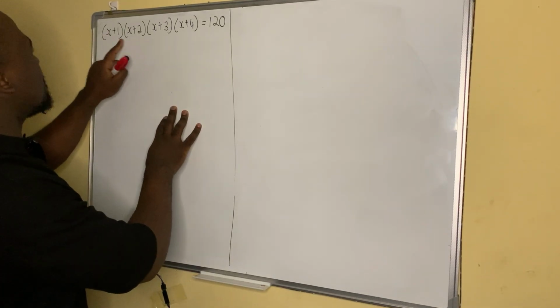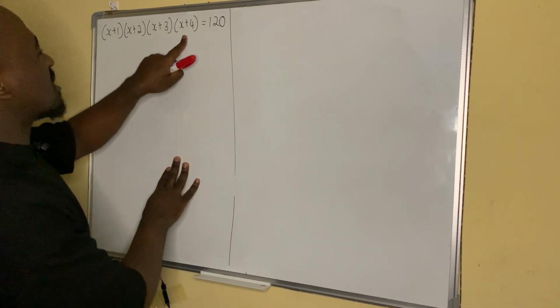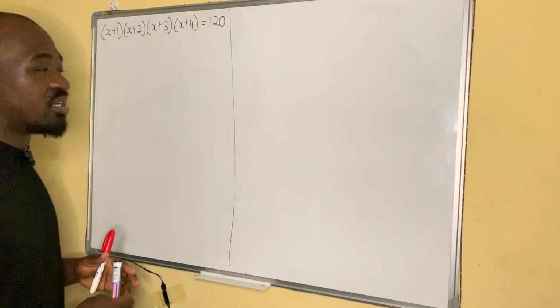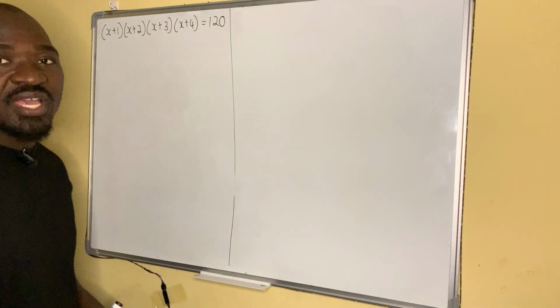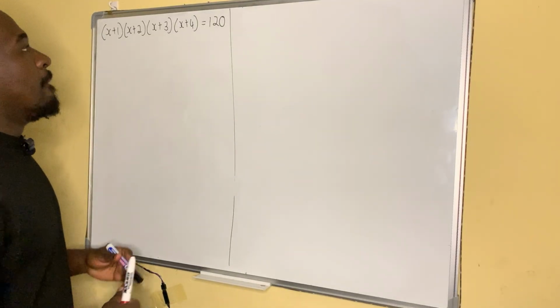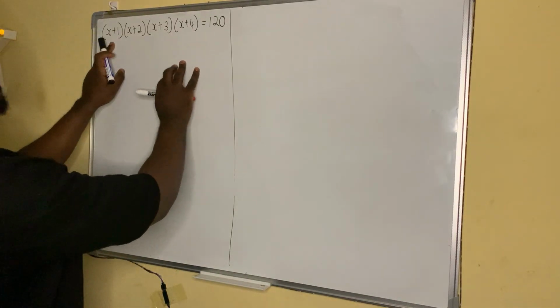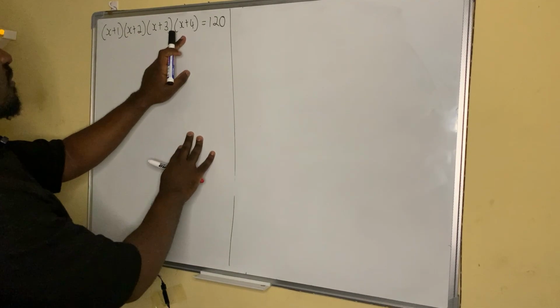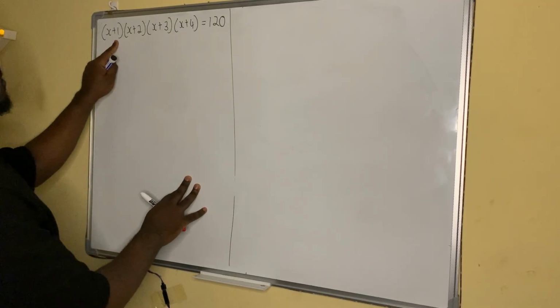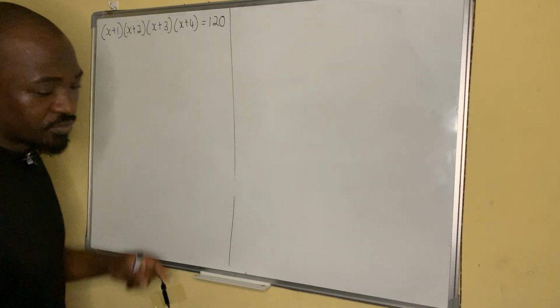This one has x plus 1, x plus 2, x plus 3, x plus 4, which is equal to 120. We want to solve for x here. Now, these are factors. First factor, second factor, third factor, fourth factor, which is equal to 120. And you can see it: 1, 2, 3, 4.